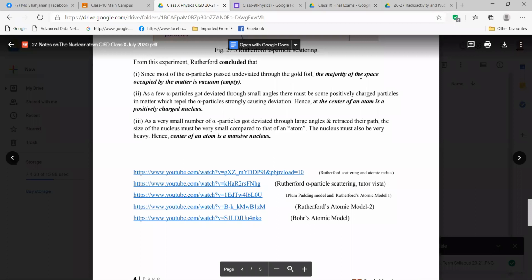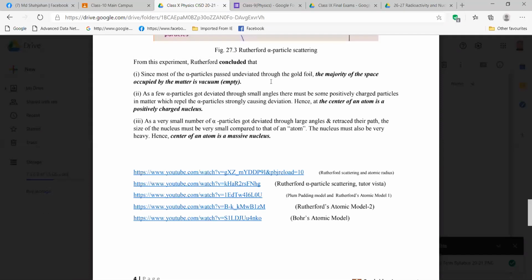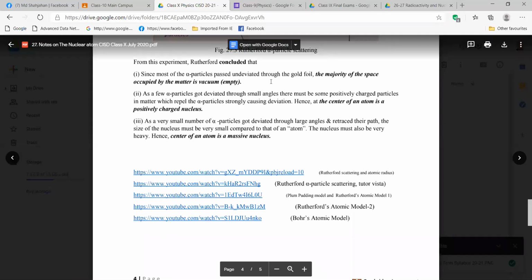The majority of the space occupied by the matter is vacuum. That means inside the atom, most of the space is empty. The electrons, protons, and neutrons staying in the atom are covering very little space. The other space is empty.